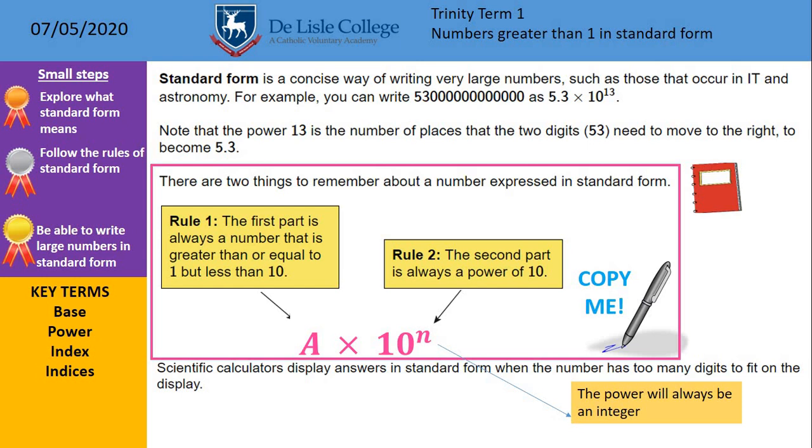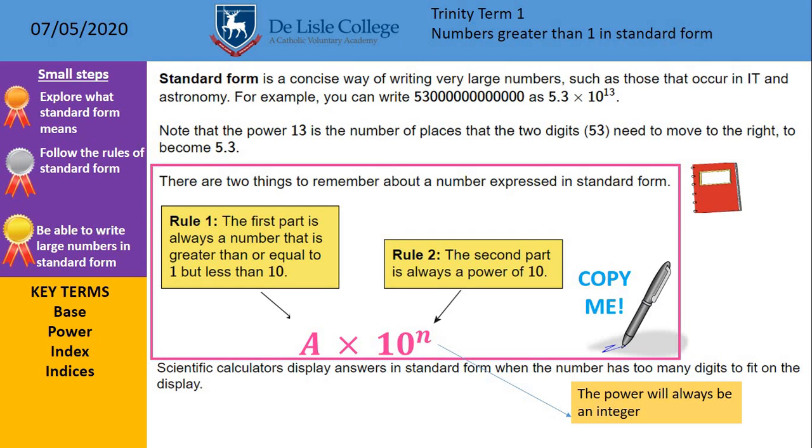Now, there are some rules that we must know for standard form. The usual format we look at is something like a times 10 to the power of n. And the golden rule is that the part a there, the first part, is always a number that is greater than or equal to 1, but it must be less than 10. So if we look at that very top number again, 5.3 times 10 to the power of 13, a there is represented by 5.3. We couldn't use 53 because that's greater than 10. We couldn't use 0.53 because that is less than 1. It must be between 1 and 10.